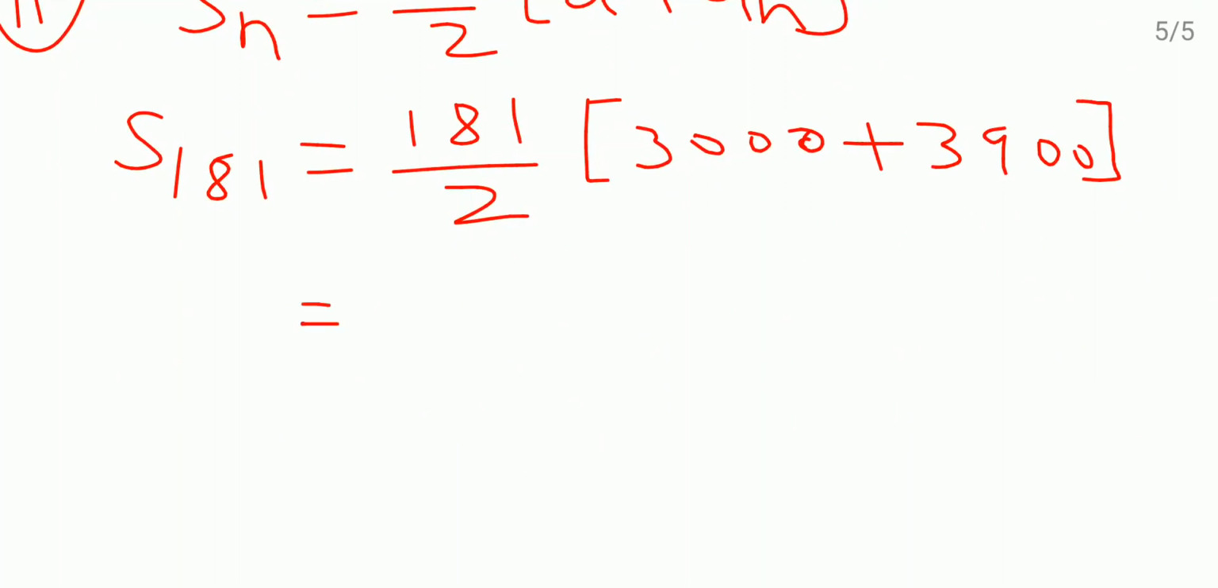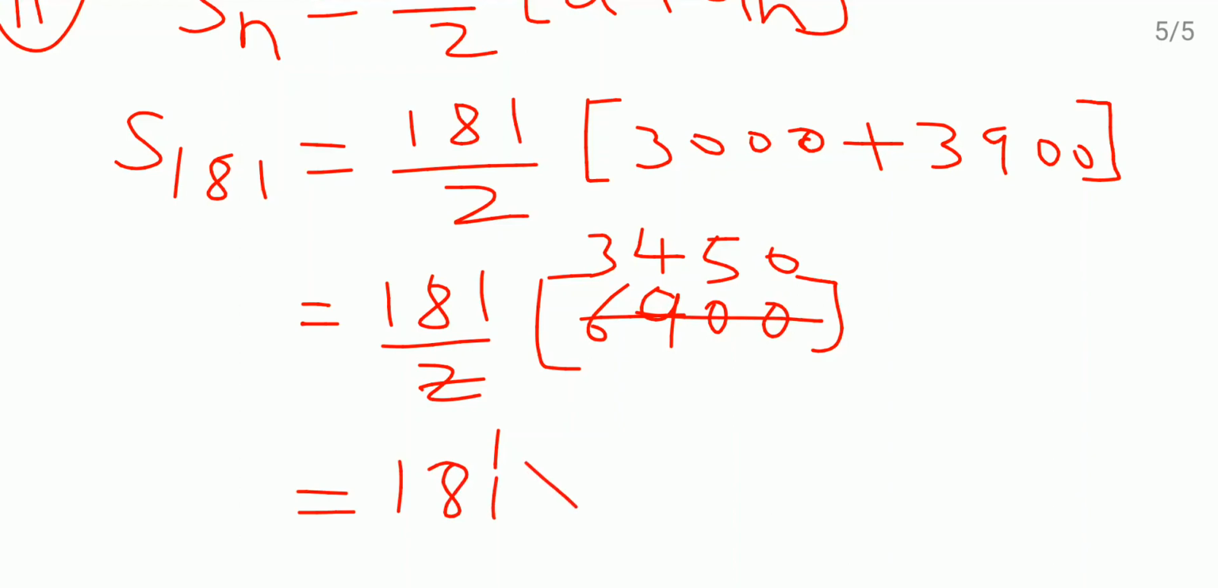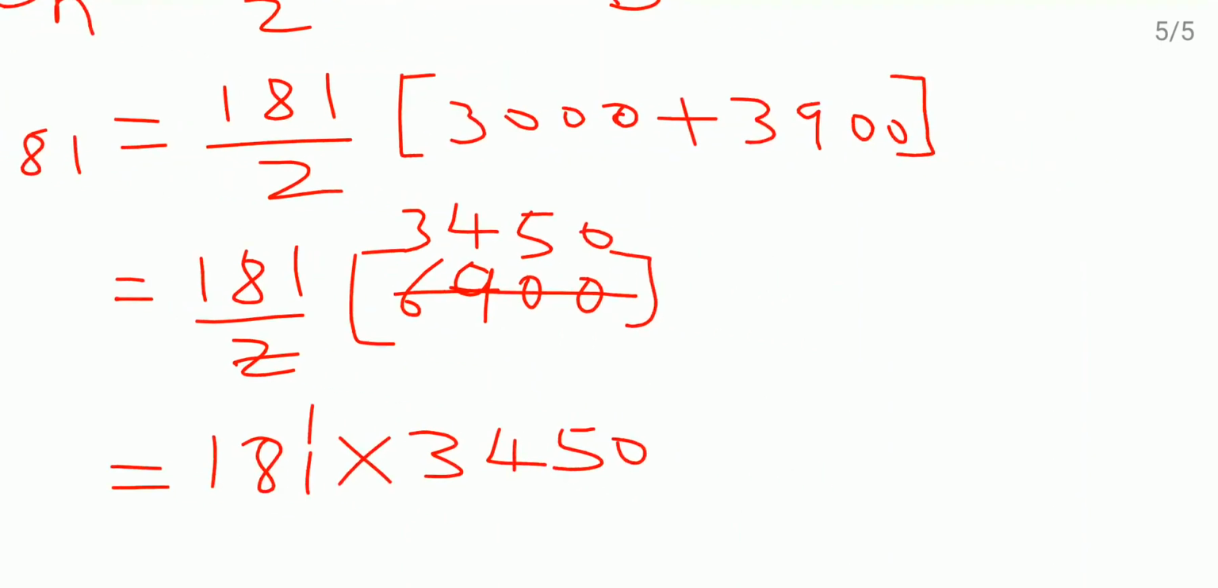Here, 181 by 2. The addition of these two terms will become 6900. We'll just divide it. 2 ones are 2, 2 threes are 6, 2 fours are 8, 2 fives are 10, and this 0 here. Correct now? 3450. Right. Now we need to multiply it. 181 into 3450. I will show you the multiplication here.